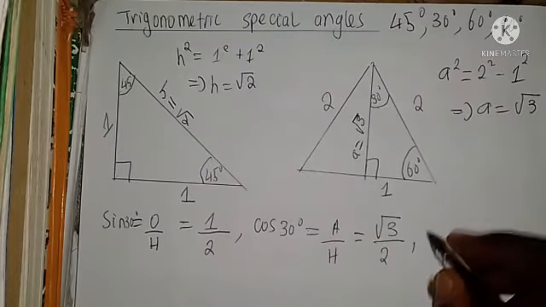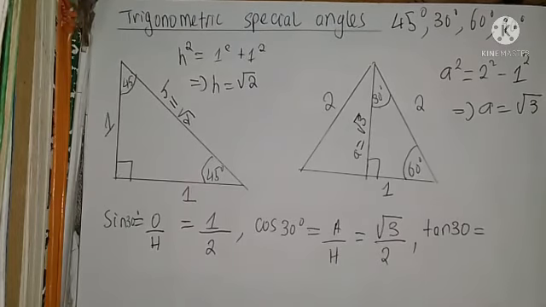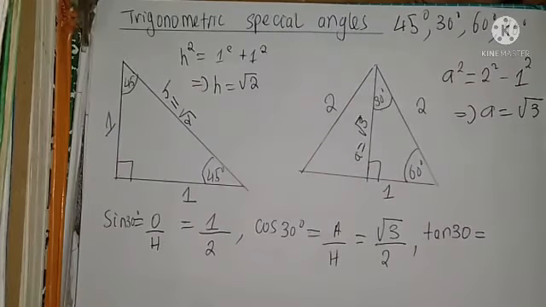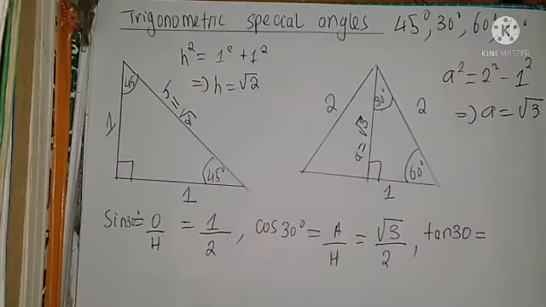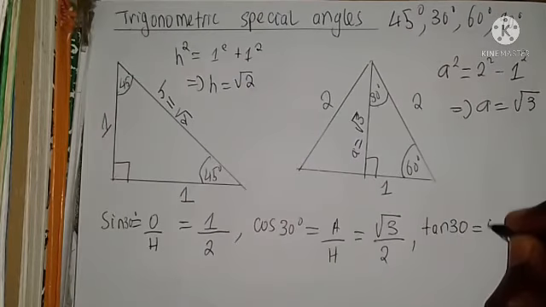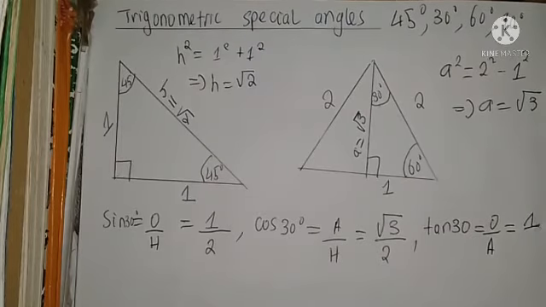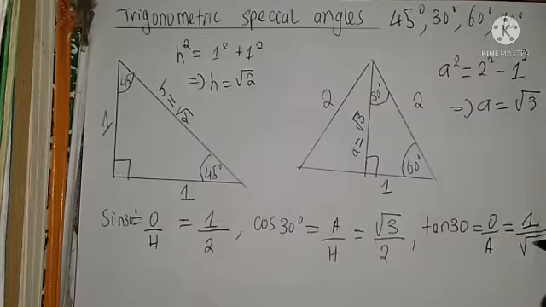Now what about tan 30? Tan 30 is going to be equal to, as from the formula, opposite divided by adjacent. Opposite divided by adjacent is going to be equal to 1 divided by root 3.